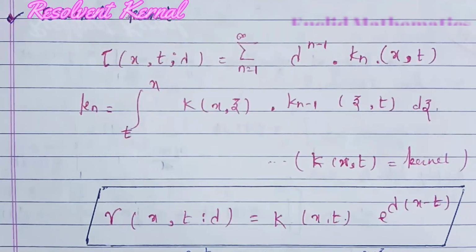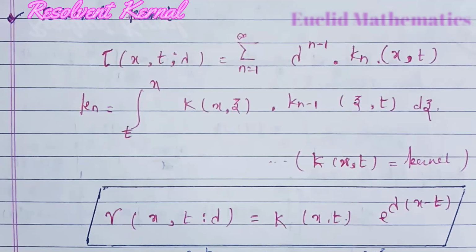Here we can adopt two methods to solve our examples. One is a shortcut method, with which we can answer very quickly, in a second. The other is the regular method of the resolvent kernel. So let's get started with today's video. I will explain how to solve examples using resolvent kernels as well as by the shortcut method.